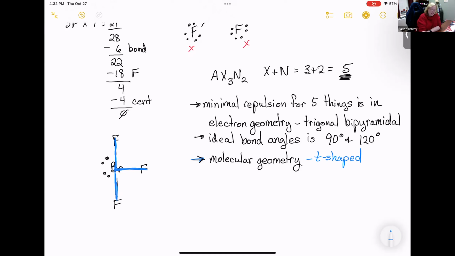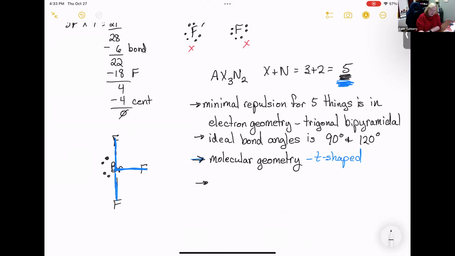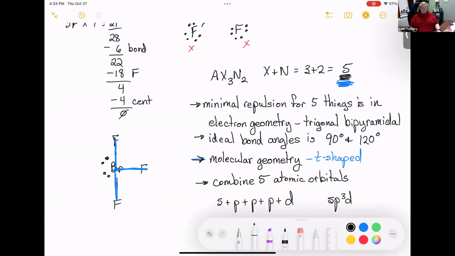Now for the hybridization. Again, folks, 5 is the key here. It means you're going to combine 5 atomic orbitals to get the hybrid orbital. So we're going to combine an S, we're going to combine 3 P's, and we're going to combine a D. So the hybridization on our central atom is that it is sp3d hybridized.